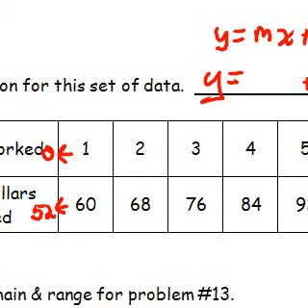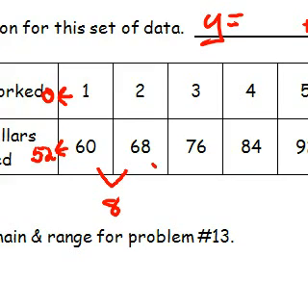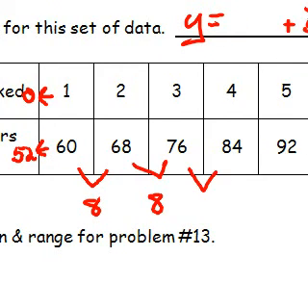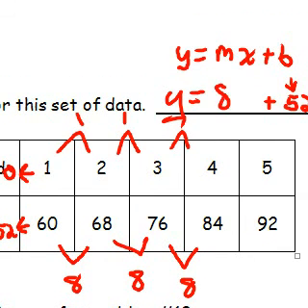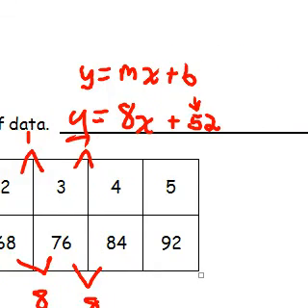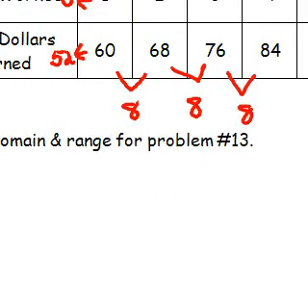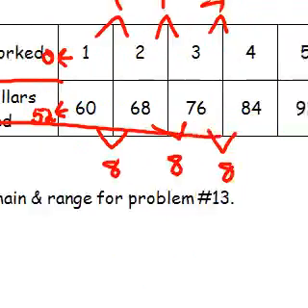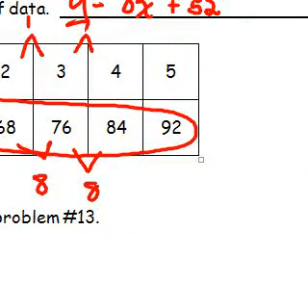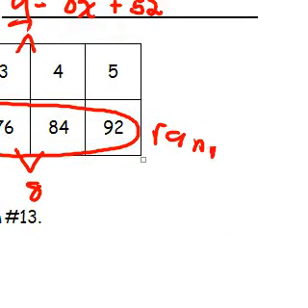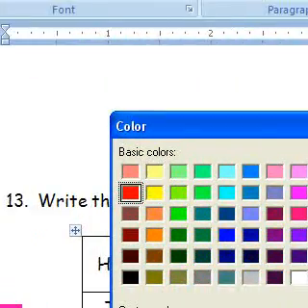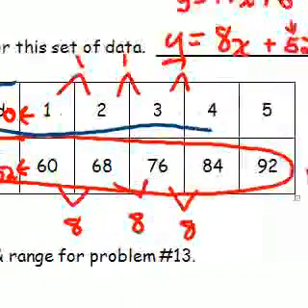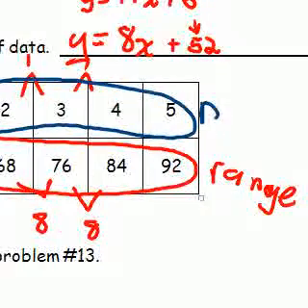Our slope is this change. It looks like it's 8 every time. And the change up here is simply 1. Change in 1, change in 1. So our M is 8, giving 8x. And the domain and the range, this here is the range. And I'll choose a different color. And this set of data is the domain.